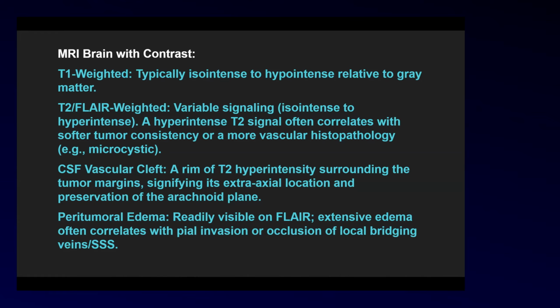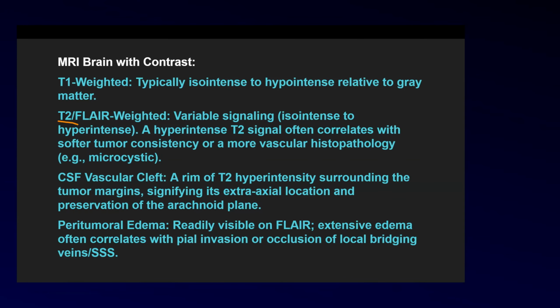Apart from that, if it is hypo on T2, this means that it is more of a firmer consistency, the fibrous variant. The fibrous variant is going to be hypo, and the relatively softer variant is going to be hyper, because we know T2 measures the water content of any particular pathology. Apart from that, we are going to see the CSF cleft sign, which is very typical for extra-axial lesions. And there is a rim of T2 hyperintensity. Along with it, we have peritumoral edema.